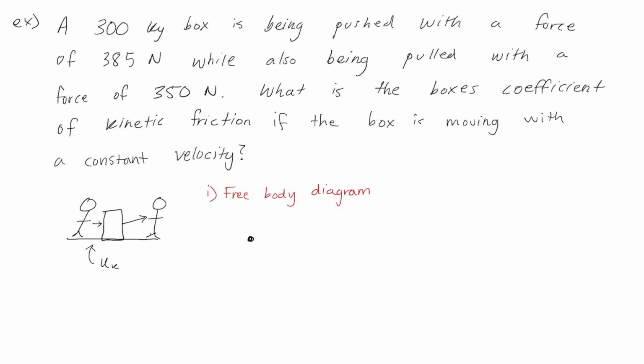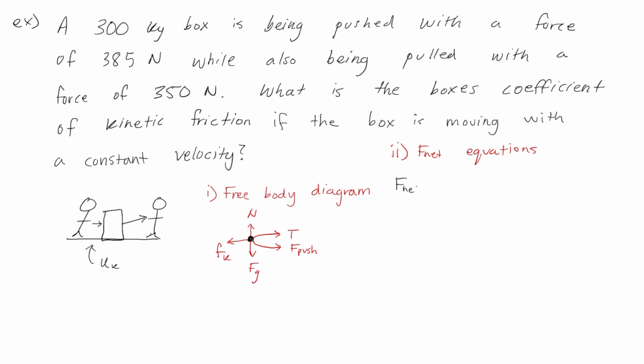And so we'll draw a point to represent the box. And then what you have to recognize is the box has a tension force acting on it from being pulled and a pushing force acting on it from being pushed. There will also be some kinetic friction between the box and the surface. And of course, we have the force of gravity pushing down on the box and the normal force from the surface pushing back up on it.